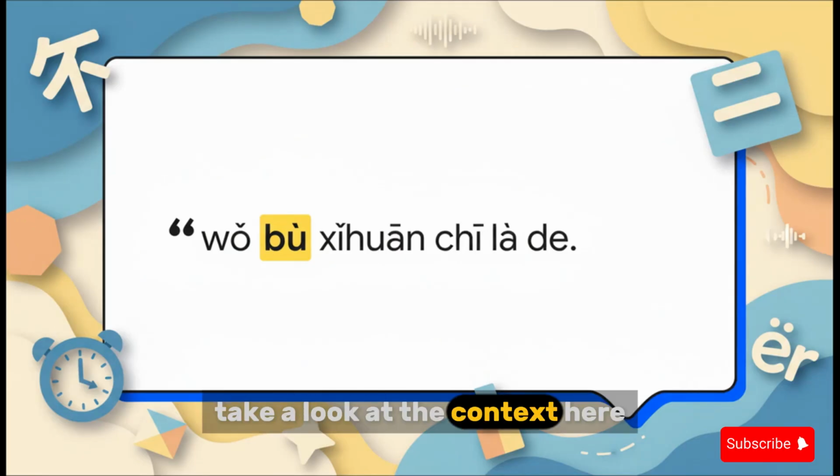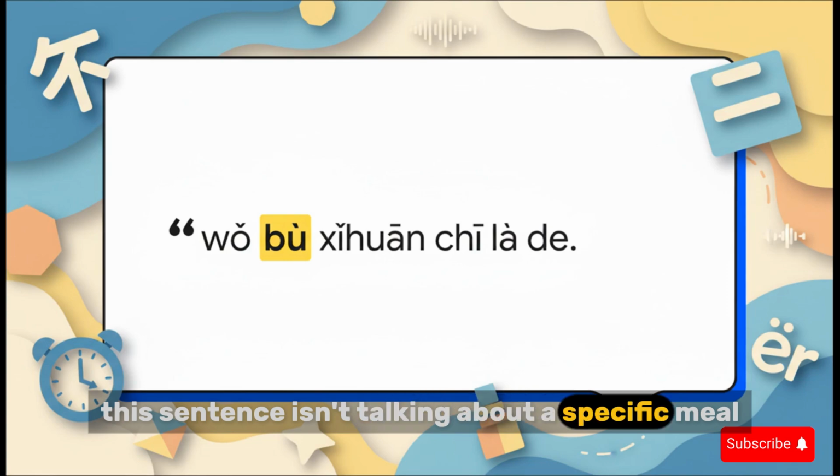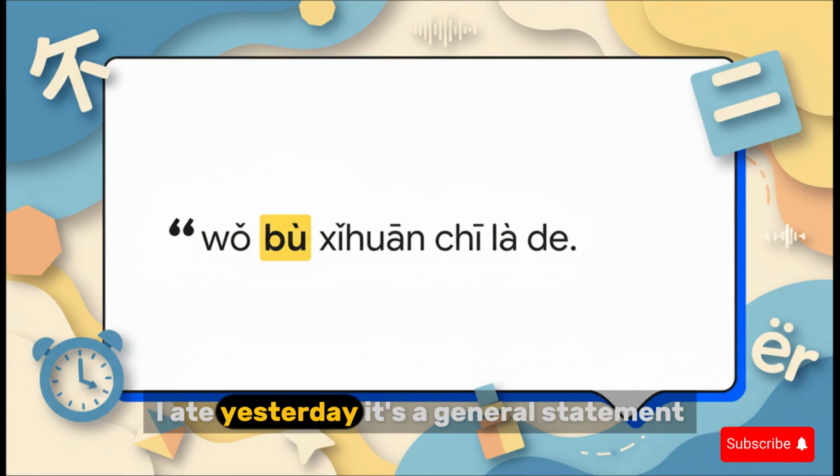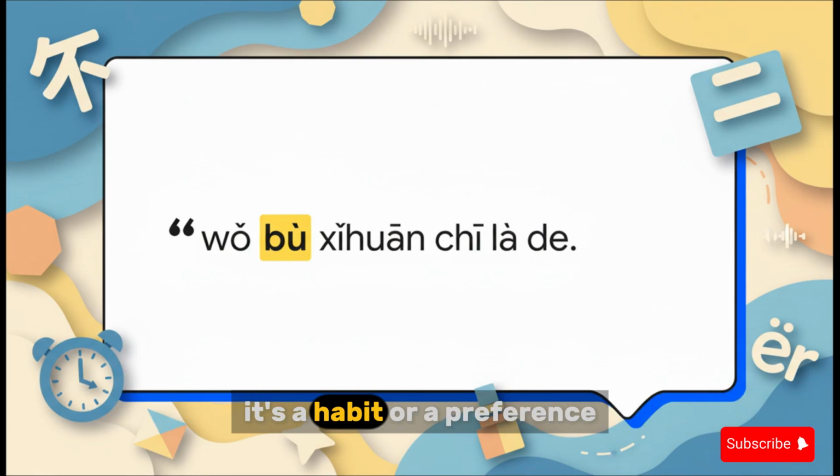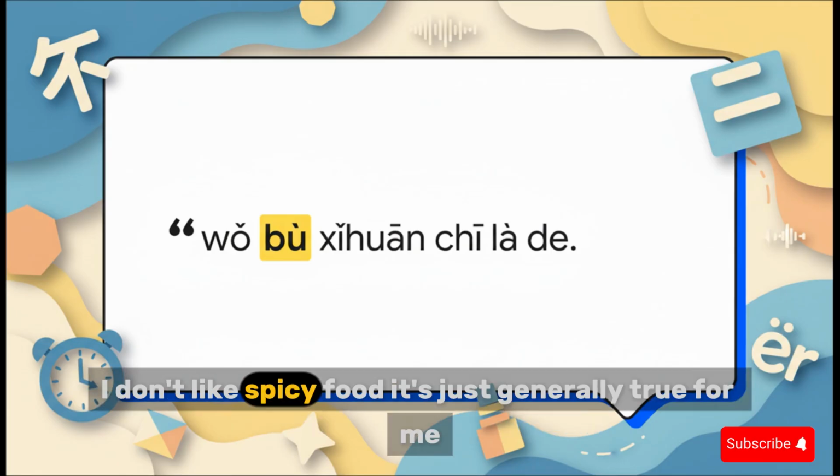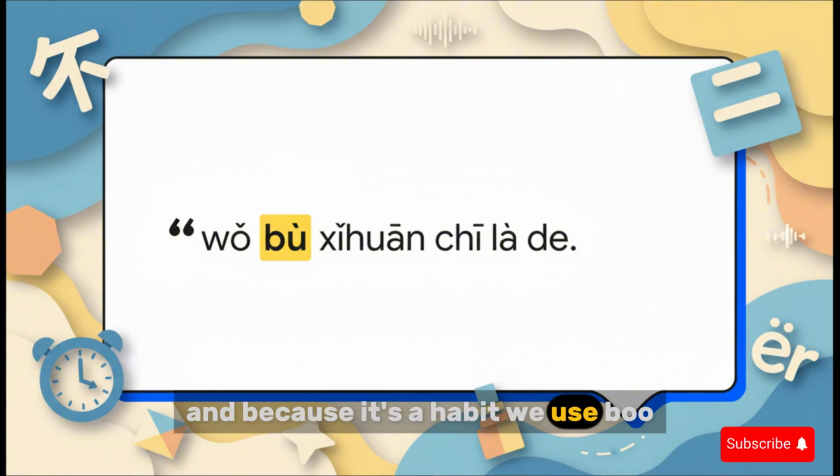Take a look at the context here. This sentence isn't talking about a specific meal I ate yesterday. It's a general statement. It's a habit or a preference. I don't like spicy food. It's just generally true for me. And because it's a habit, we use bu.